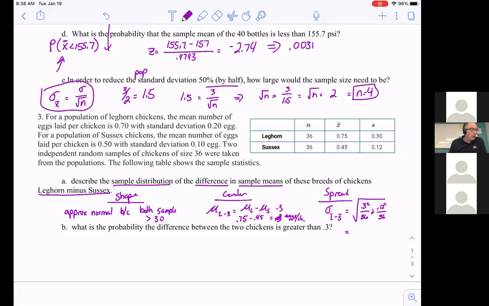All right, would that turn out to be 0.0539? What is the approximate difference between the two? What is the probability the difference between the two chickens is going to be greater than 0.3?